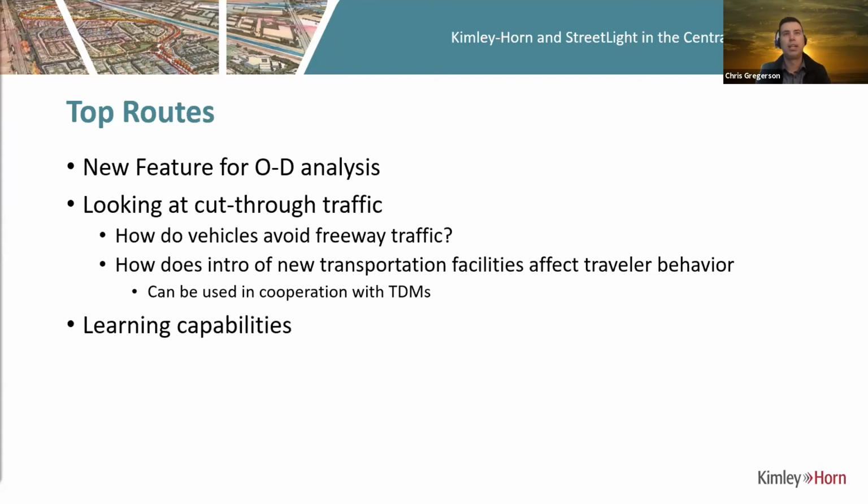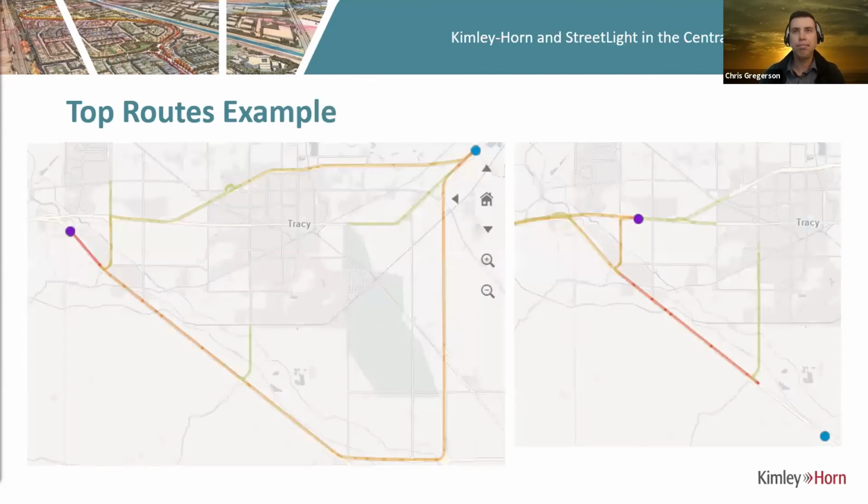And so that's what I'm talking about when we're talking about combining both StreetLight and models together. So we're using the model to help define the response that vehicles have to introducing the new transportation facilities or trip diversion, but using StreetLight to help understand what's happening today on the ground.